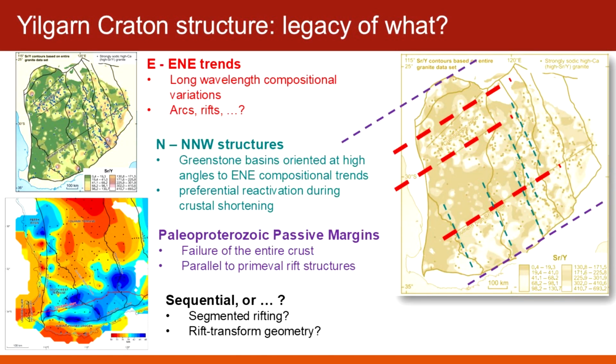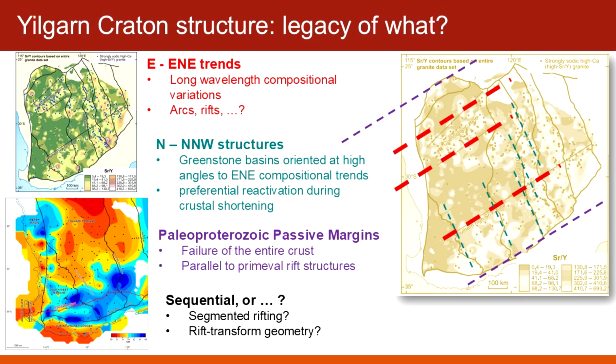And so, what is it we are looking at here? One of the possibilities that we've been discussing is that we have these east-northeast trends, and this is very simplified, right? In detail, they are much more subtle. They're not always parallel and so forth. But these east-northeast trends represent long wavelength compositional variations. They're not really sharply defined structures. What can they be? Well, I don't know, but it could be something like very old arcs and rifts that formed very early on in the Yilgarn Craton history.